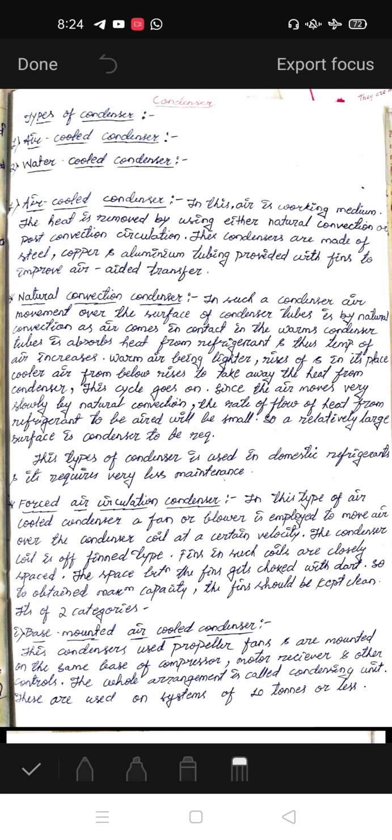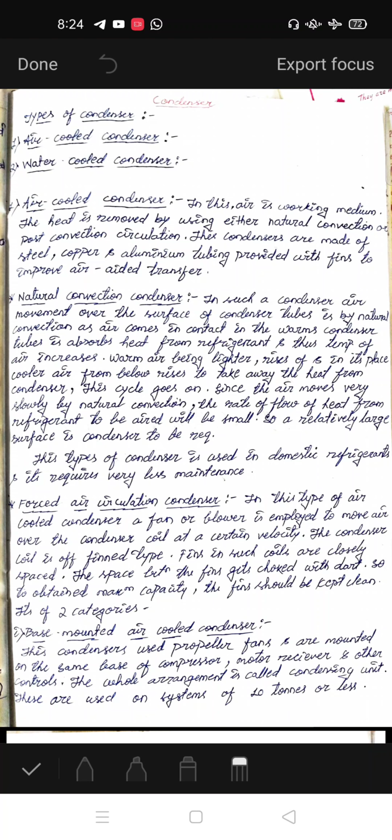Okay, at the entry of the condenser, the condition of the refrigerant will be high pressure and high temperature vapor, and after rejecting heat to the environment, at the outlet of the condenser, the state of the refrigerant will be high pressure liquid refrigerant. Okay, so let's discuss the different types of condenser.